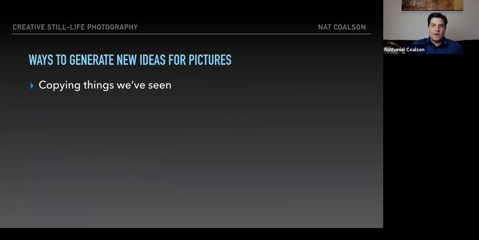So in terms of generating new ideas for pictures, especially these days where we're stuck with some limited mobility, there's nothing wrong with just copying things that you've seen.